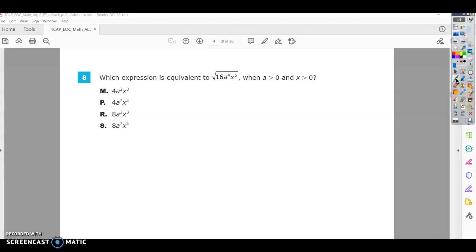Okay, so this is number 8 on the Algebra 2 practice test. It says which expression is equivalent to the square root of 16 a to the 4th x to the 6th when a is greater than 0 and x is greater than 0.